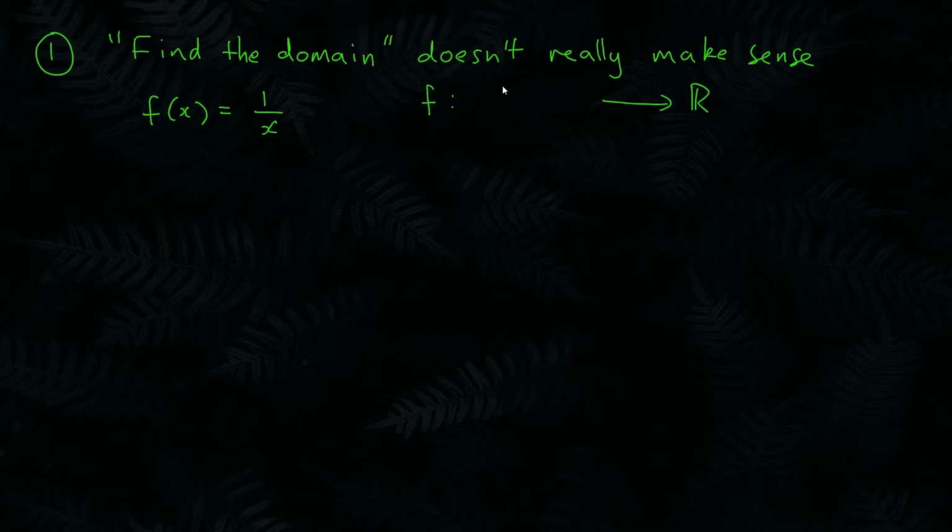So it could be a proper subset. It could be the half-open interval from 1 to 5. It could be the empty set. It could be one of any number of different things. Now, sometimes they try and get around this problem by putting the word implied in here. So find the implied domain.